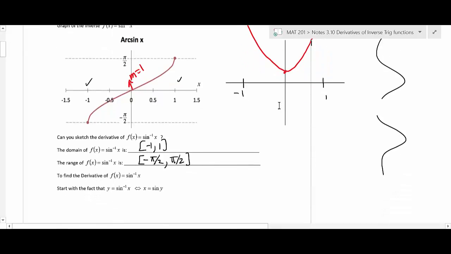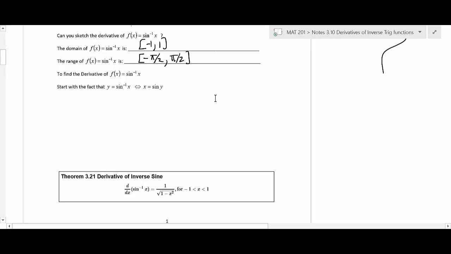Okay, so what I'm going to look at is what the derivative is, and I'm going to show you how to derive the derivative on this. This one ends up using some implicit differentiation, I believe. So the first thing is, if you're going to find the derivative of the inverse sine, you have to understand what this means. Okay, and here's the idea.